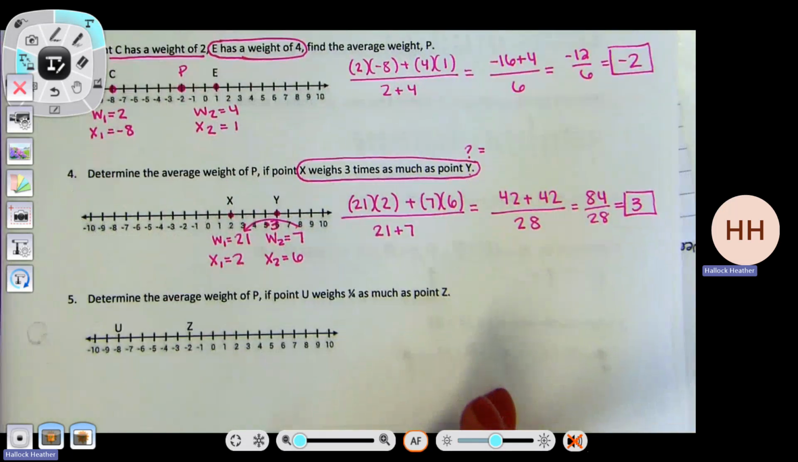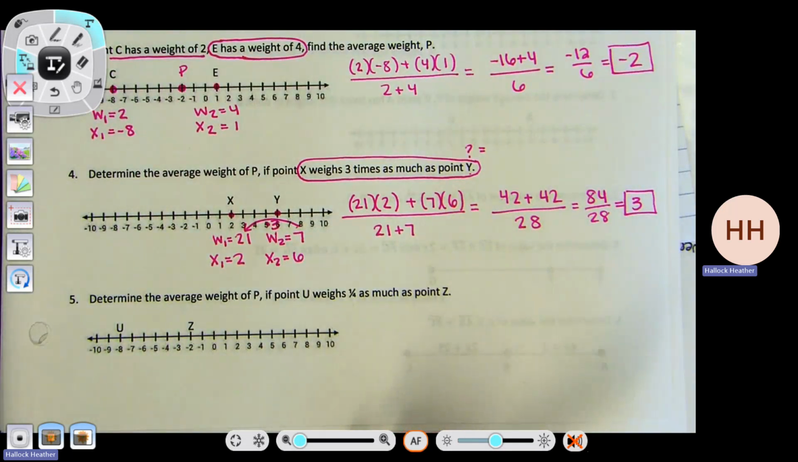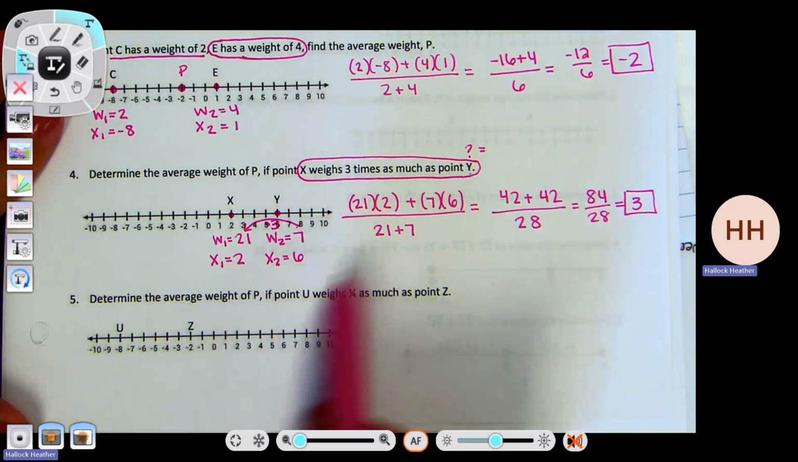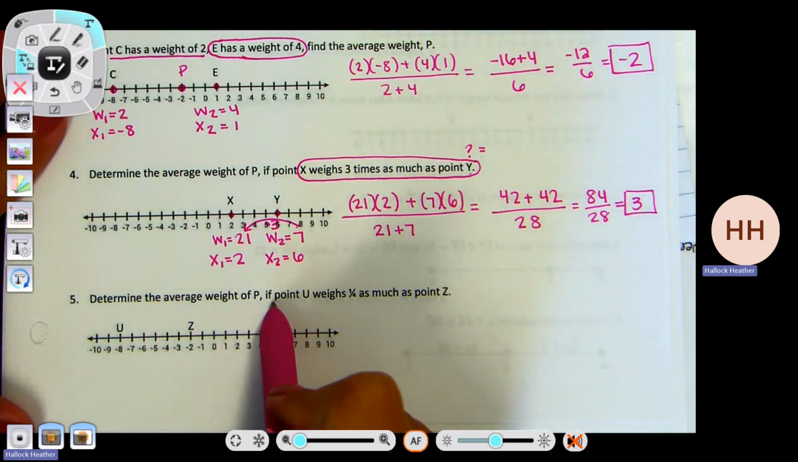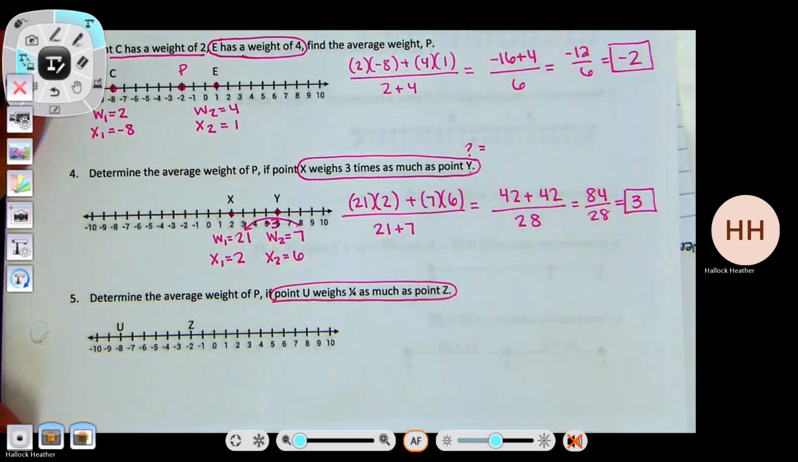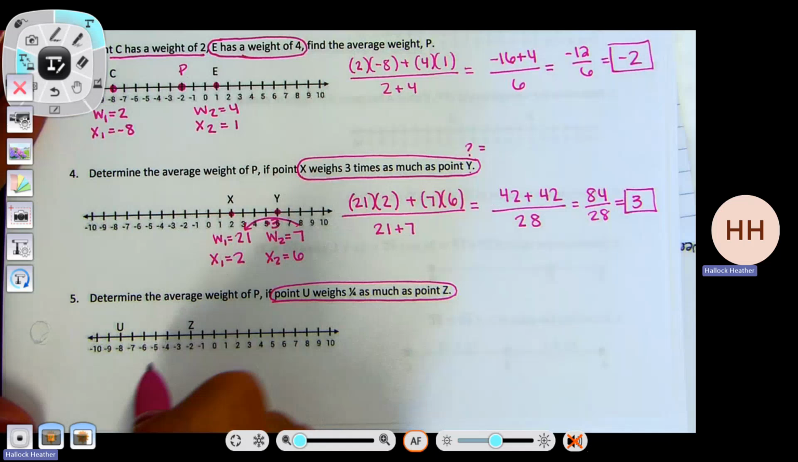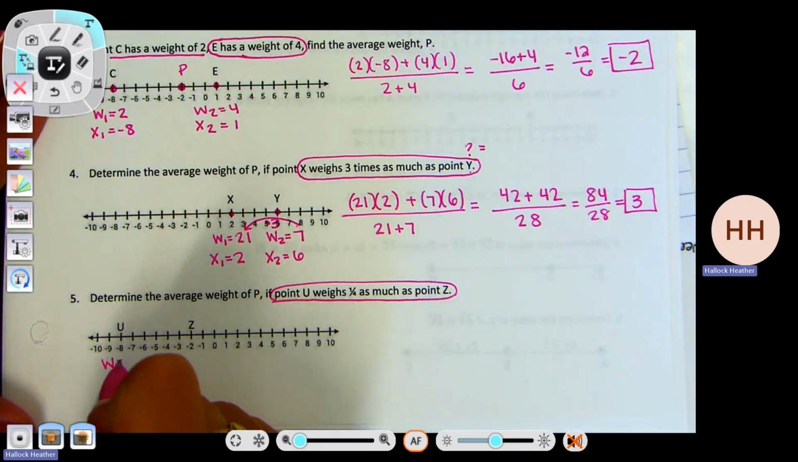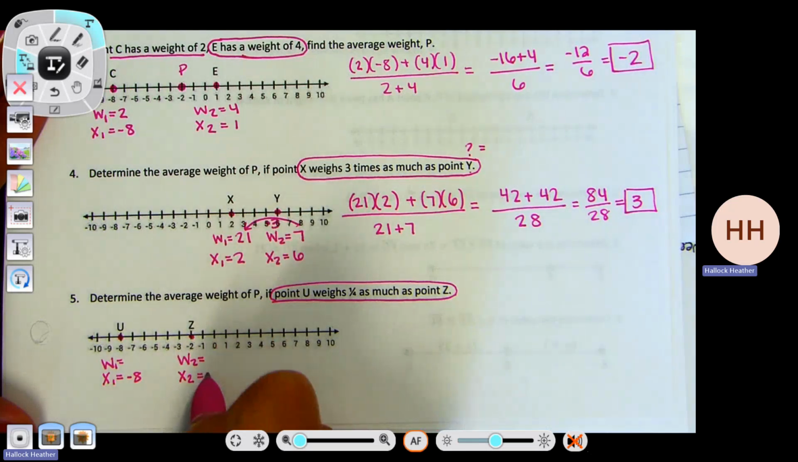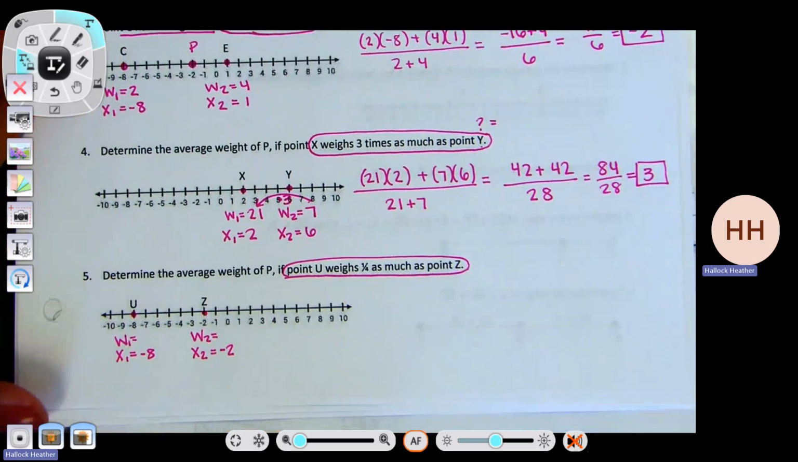So number 5, we're going to do the same exact thing. We're going to use our big brains. It says determine the average weight of P, if point U weighs 1/4 as much as point Z. So let's start by listing where our weights are. We have weight 1, weight 2, X1, X2, U is at -8. So let's organize our stuff first before we start hurting our brains.